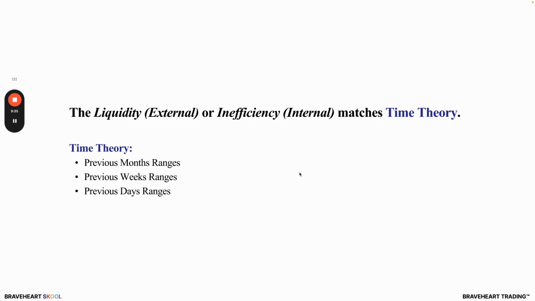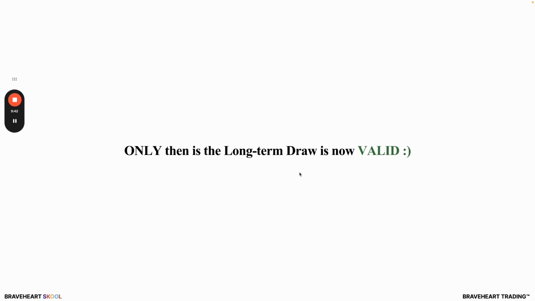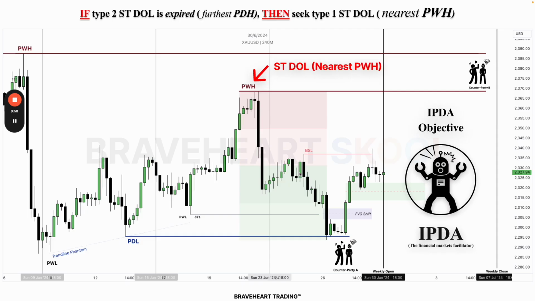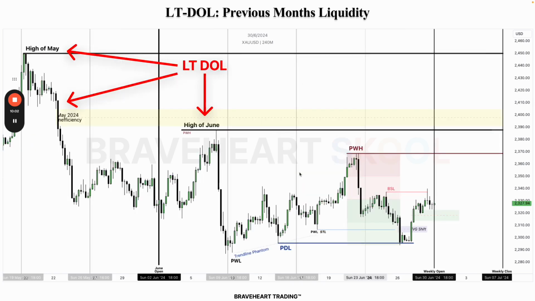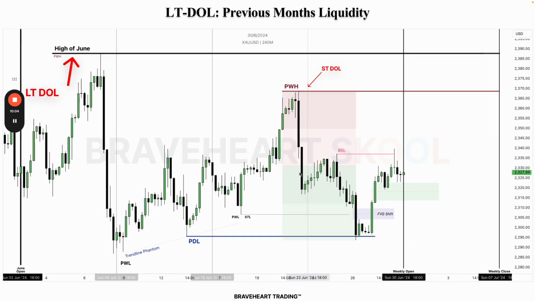So the time theory is previous month's ranges, previous week's ranges, or previous day's ranges. It's just as simple as that. Now, if the long-term inefficiency or the long-term liquidity pool is matched with monthly high, weekly high, or daily high, then we can say that is a valid long-term draw, but we have to make sure that's beyond that look back we did for the short-term draw. So here's an example of long-term draw. We have previous month's liquidity.